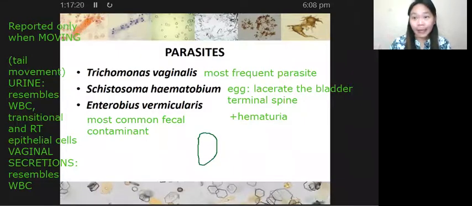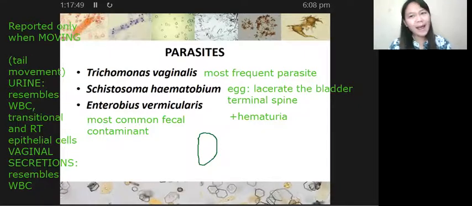Saan nagle-lay ng eggs ang female Enterobius vermicularis? Perfect, tama. Okay, we have your perianal region, doon sa butas ng puwet mo. Diyan pupunta si female Enterobius vermicularis para mag-lay ng eggs.